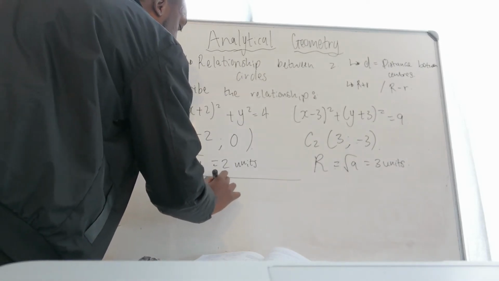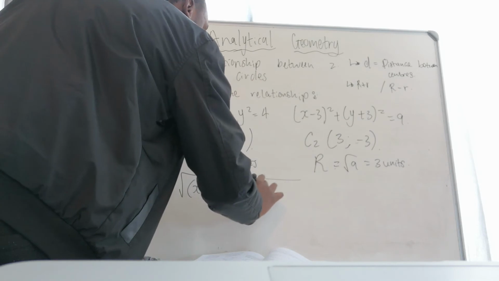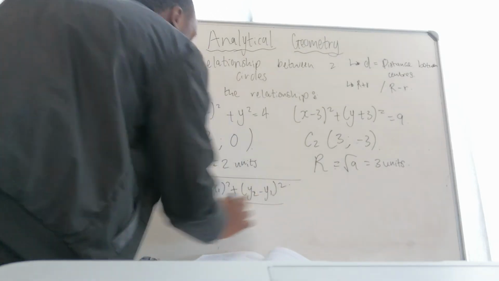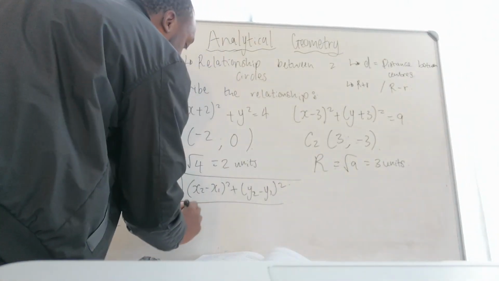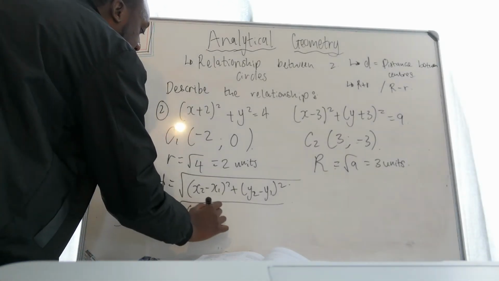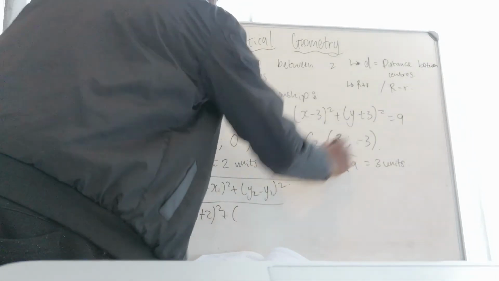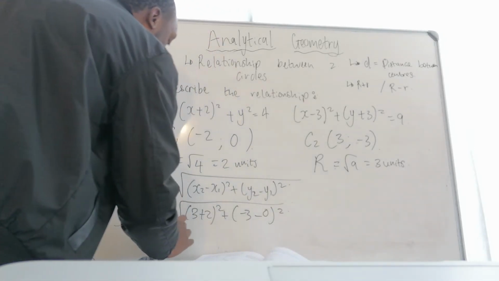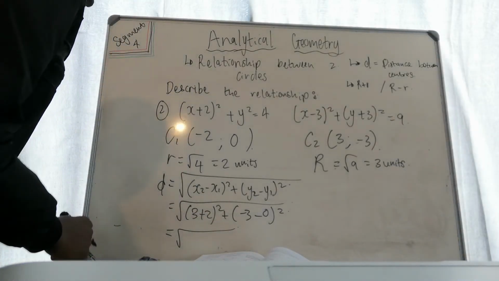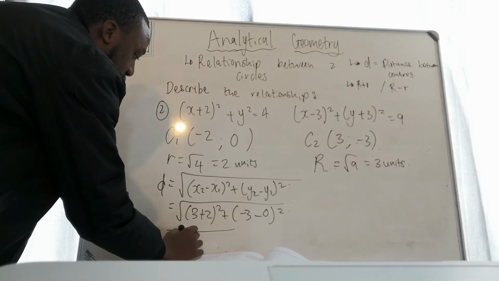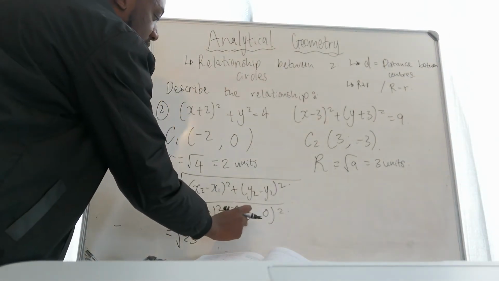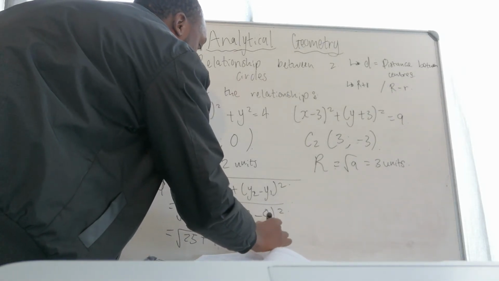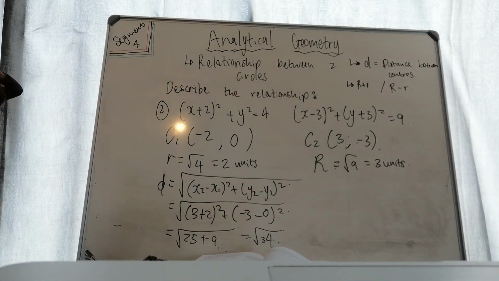So I write my formula first. x2 is that one there, the 3, plus the 2 squared, and negative 3 minus the 0 squared gives me, what does this give me? That's a 5 squared, which is a 25, and that's just a 9. So it's a 25 plus 9, which is root of 34. So that is what D is, right?